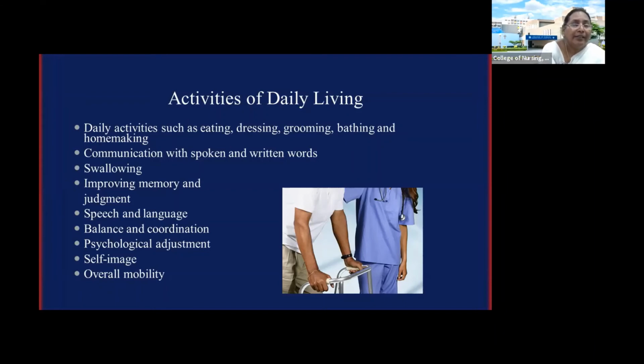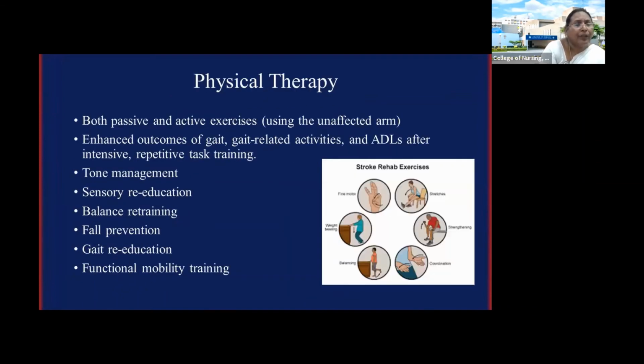What are they? Teach the patient to eat, teach the patient to dress himself, just to button a shirt, or take a comb and comb the hair, drink a glass of water. These are small little things that he will need help with. Communication, swallowing, improving memory and judgment, speech and language, balance, psychological adjustment, self-image, and overall mobility. If you try to improve all these things, definitely the person's quality of life will be excellent, and he will feel very independent after a stroke. So I will go through them one by one. I will not take much time. The next 15 minutes, I'll be able to finish.